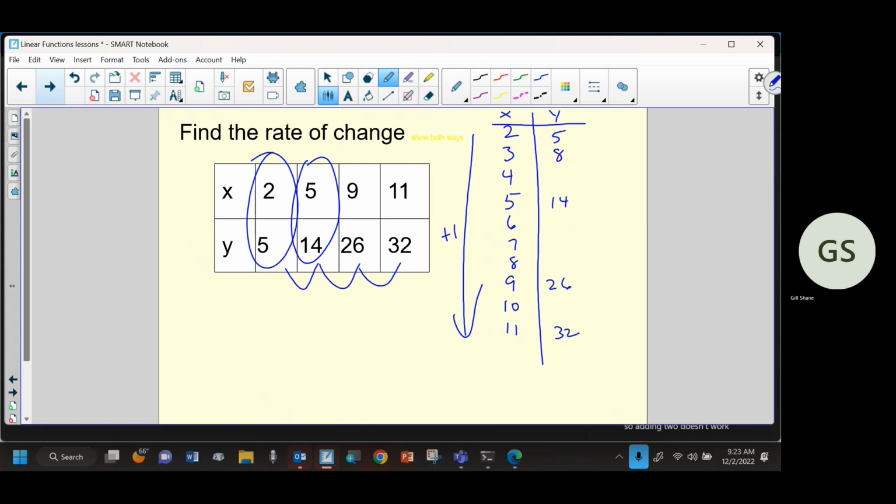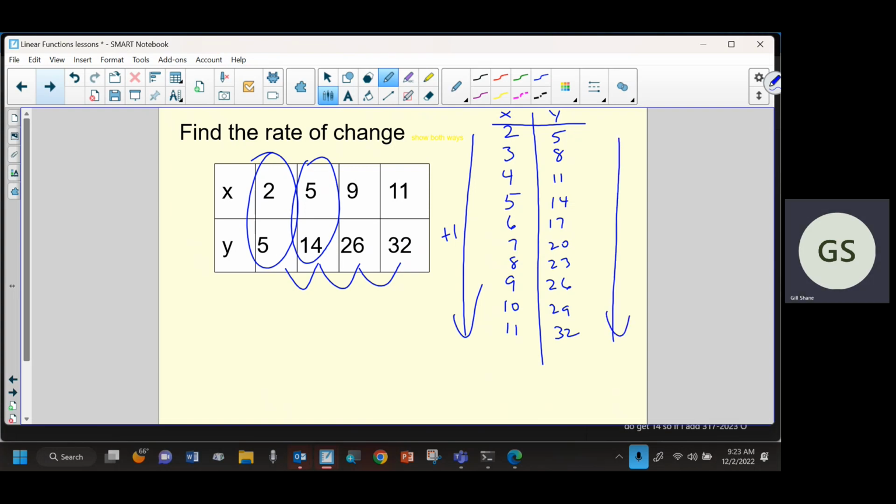8 plus 3 is 11. Oh, now if I add 3, I do get 14. So if I add 3, 17, 20, 23. Oh, and I get 26. So adding 3 works. Every single time, if I create a table using a pattern of 3, it works out. So positive 3, now that I'm going up by 1 here, my pattern number is the rate of change.